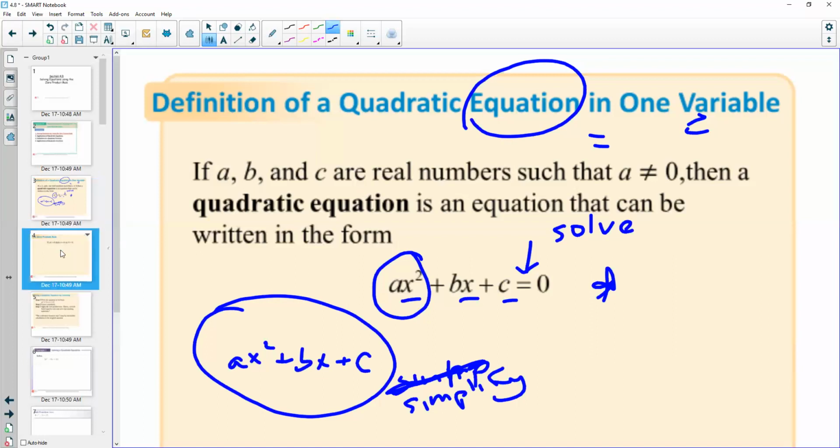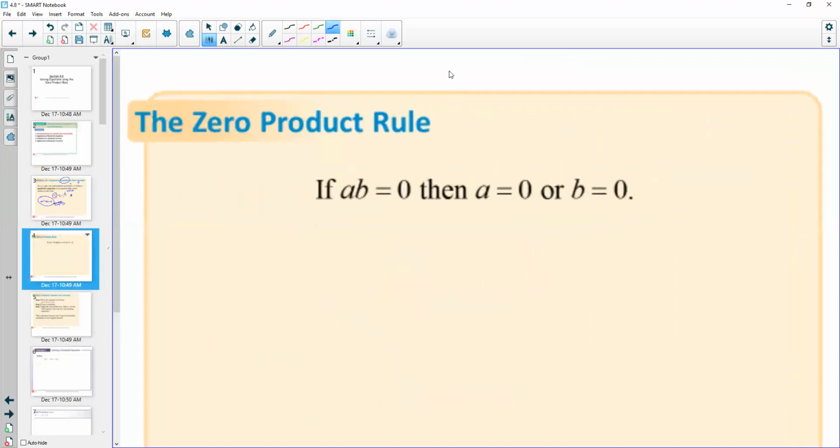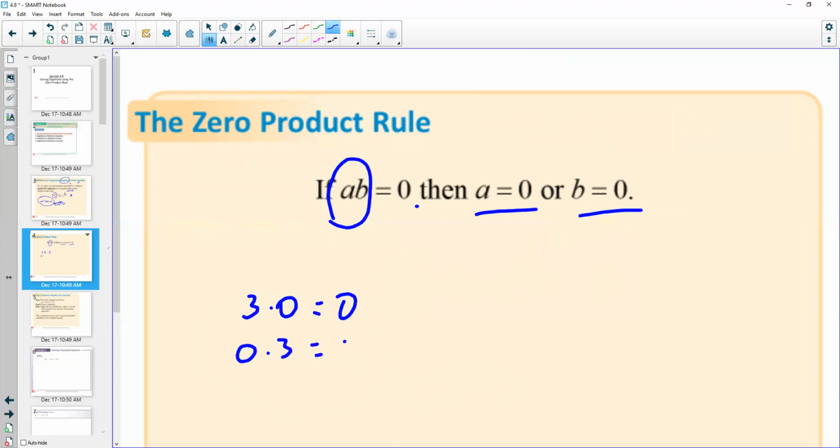Okay, so the zero product rule is really important. What it says is that if a times b equals 0, then a equals 0 or b equals 0, right? Because we know that if I do 3 times 0, I get 0. If I do 0 times 3, I get 0. Something times 0 has to be set equal to 0. But what this lets us do is use factoring to solve equations.